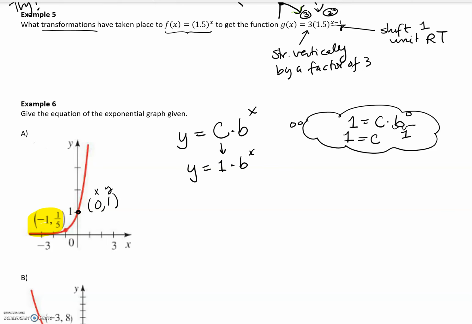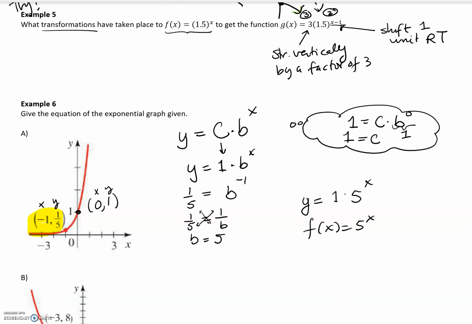Now I'm going to use the other ordered pair. That's my x, that's my y. So 1/5 is going to be equal to b to the -1 for me to be able to find b. Well, I'm going to use reciprocals. That's 1 over b. Then I'm going to cross multiply those guys, and b must be equal to 5. So my final function is y equals 1, I guess, for my initial amount, 5 to the x, or just f of x equals 5 to the x must be the graph of that red function they're giving me.